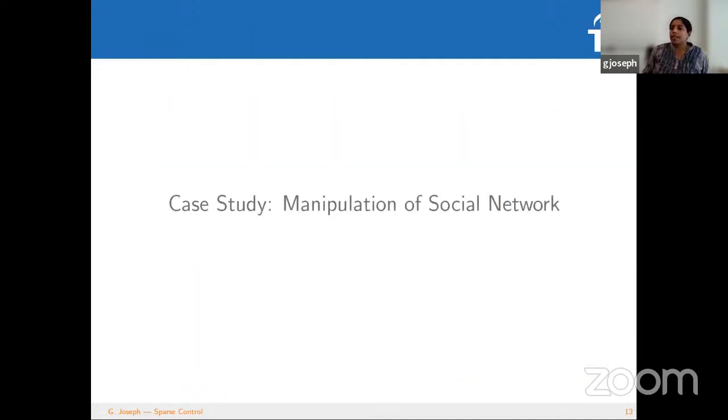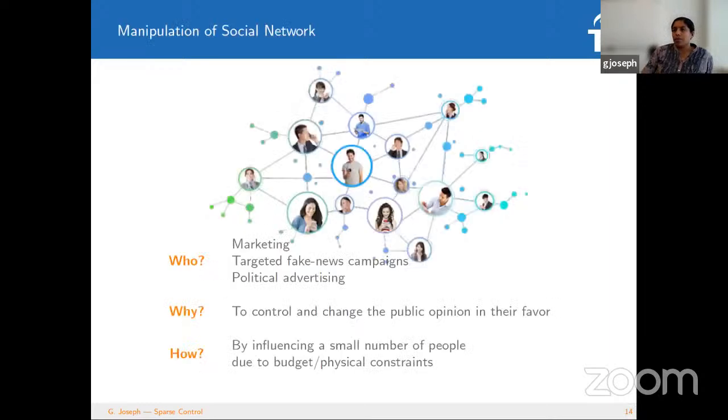Next, we quickly look at one simple case study, which deals with manipulation of social networks. A social network is a network connecting people. It could be a large network like Facebook or Twitter, or it could be a small network like people living in an area or people working in a company. So what is a social opinion? Social opinion is the opinion of each individual about something. It could be a movie rating, your opinion about a product, or your political view, etc.